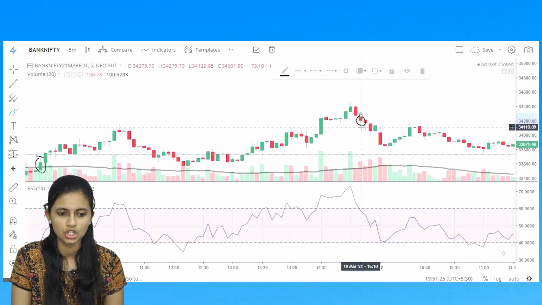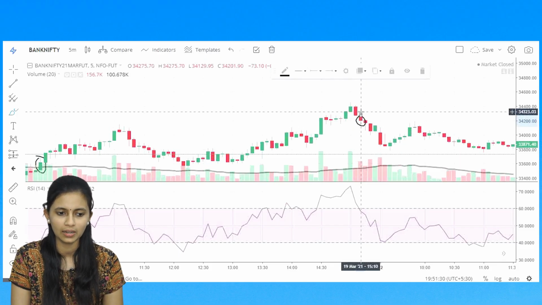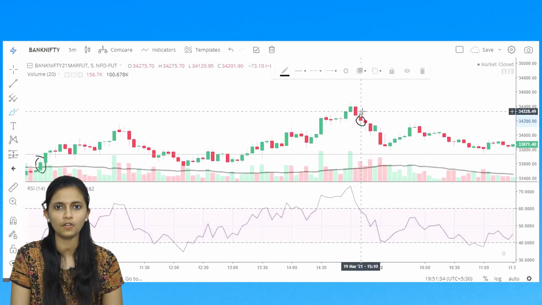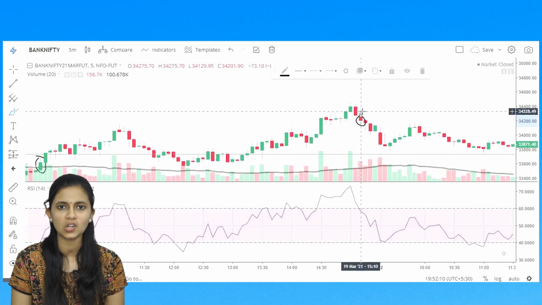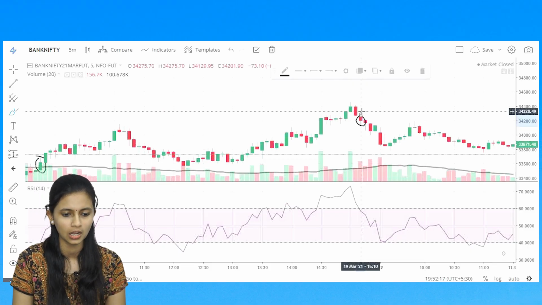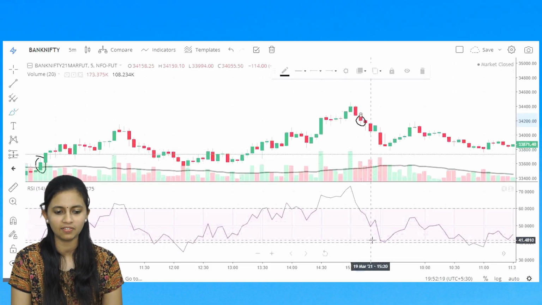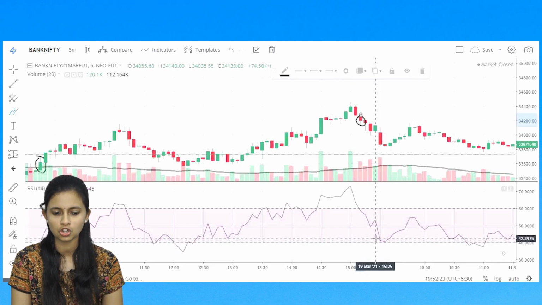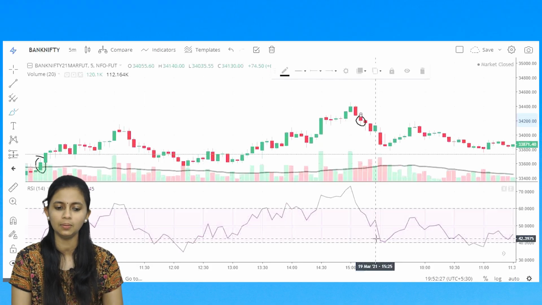So where will you buy? You will buy just below the low of this candle, and your stop loss will be just above the high of this candle, keeping a buffer of 0.2. Again, what is the strike price that you will select? You will select a strike price with the premium of around 150 to 200. What will be your target? Your target will be just before the stock reaching this 40. So when the stock comes to around 42 or so, you have to exit with profits.